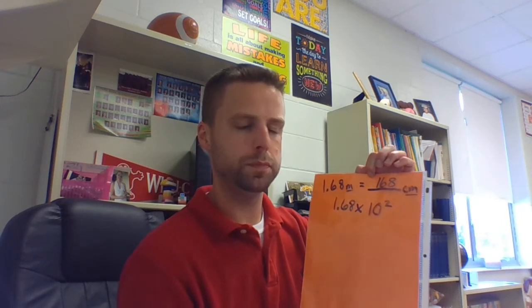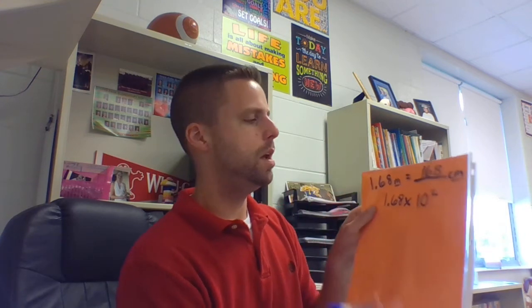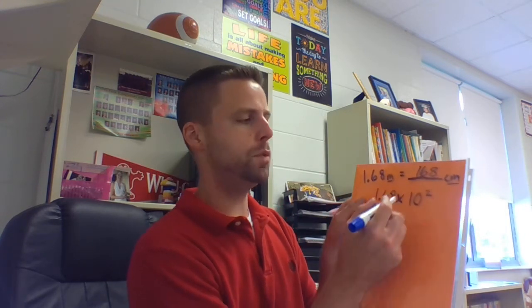And so again, I circle my answer on the bottom. So now 1 and 68/100ths multiplied by 10 to the power of 2 is 168. So I go over and I write that in. So again, meters to centimeters, I'm going to multiply by 10 to the power of 2. All right? So that's that first set. If I'm going from meters to centimeters, multiply by 100, or 10 to the power of 2. Centimeters to meters, divide by 100, or 10 to the power of 2.